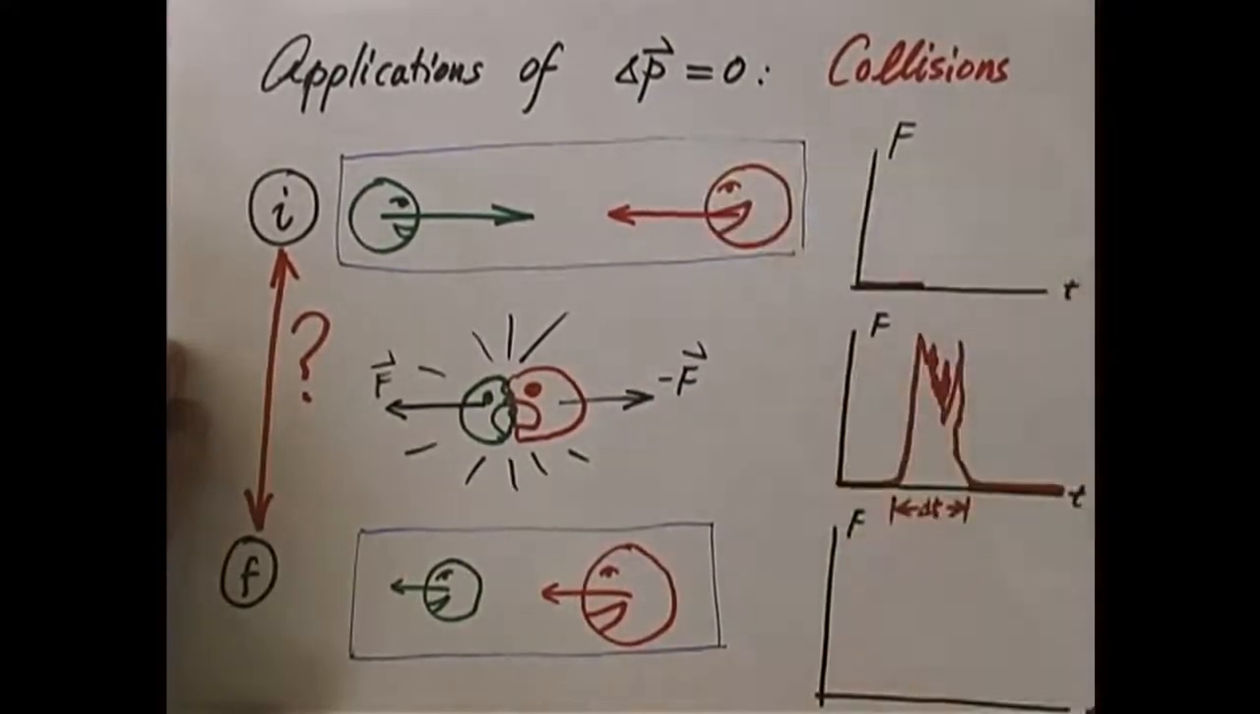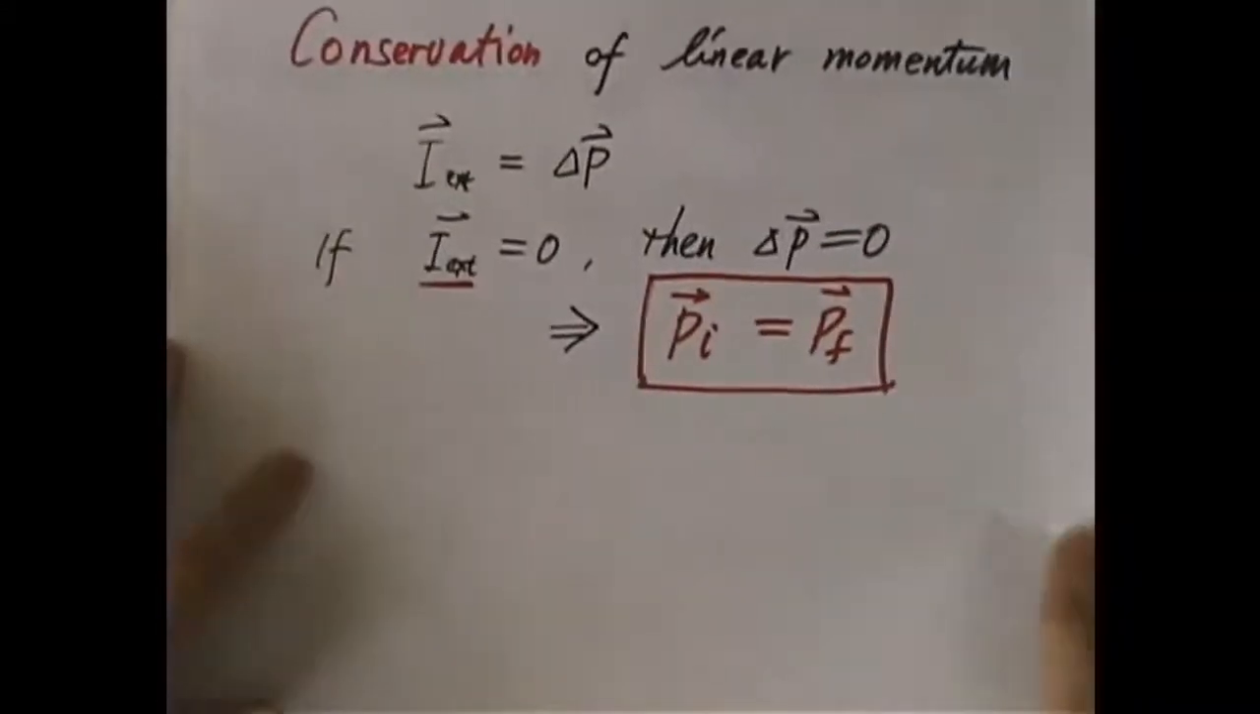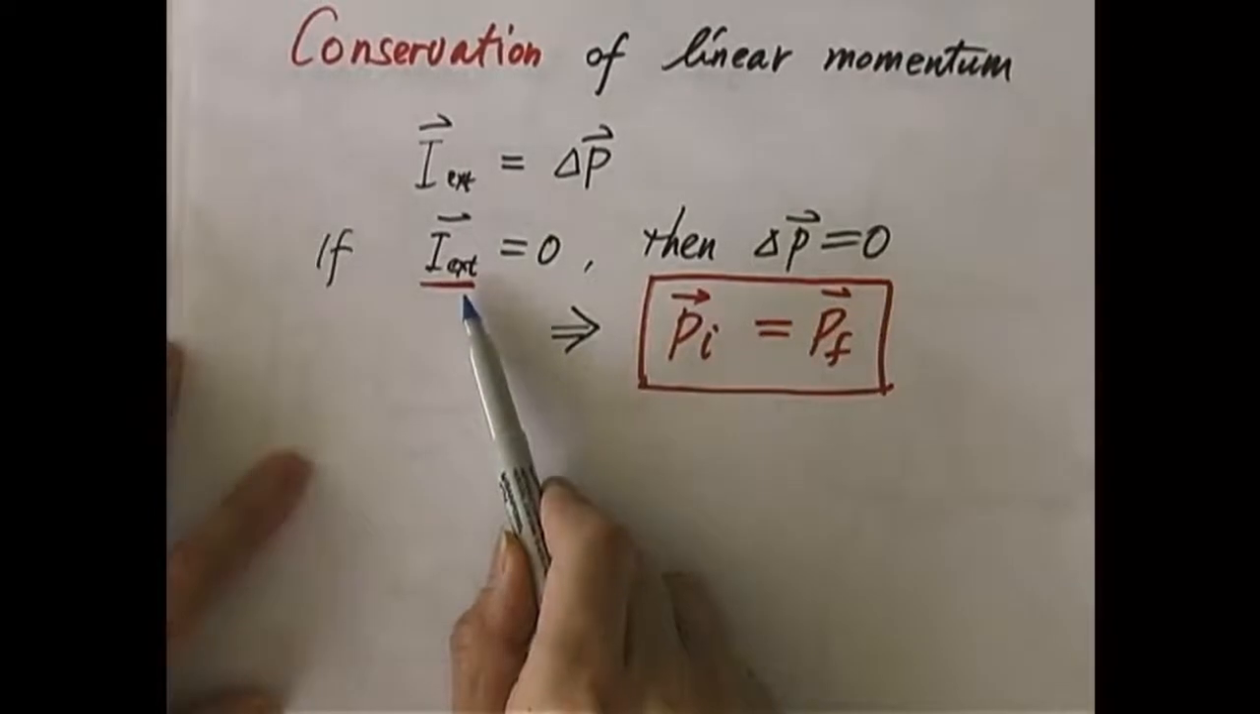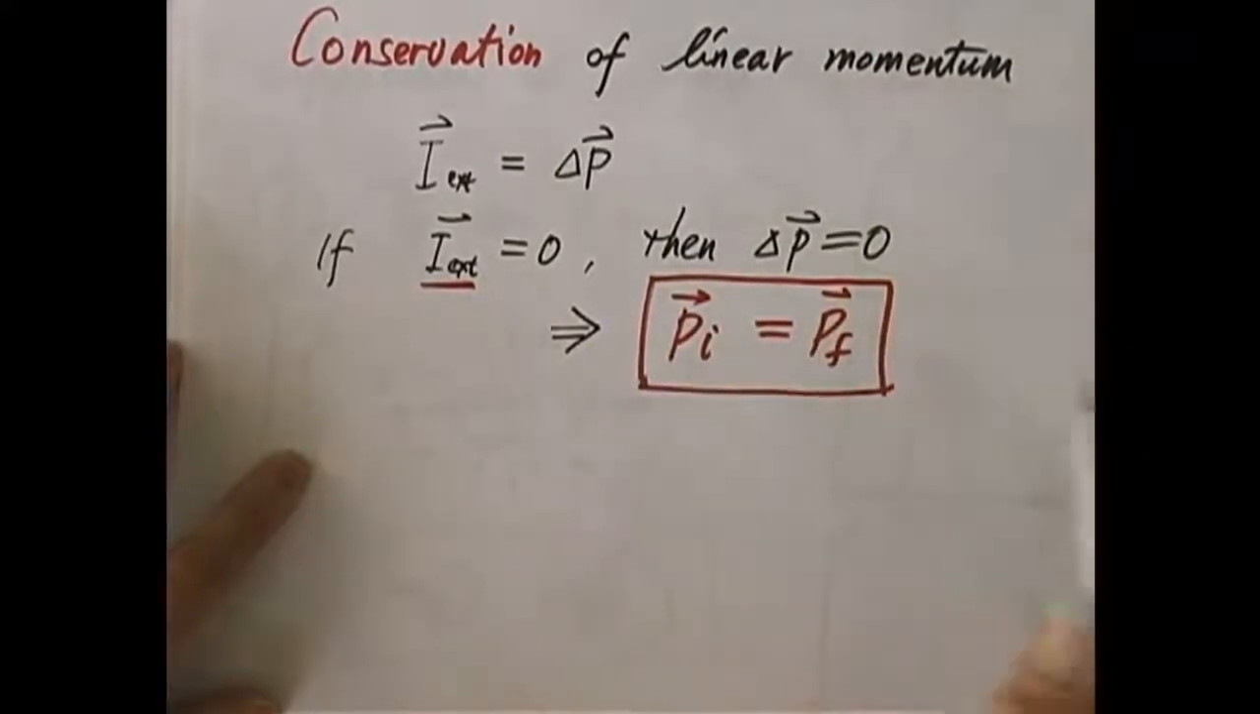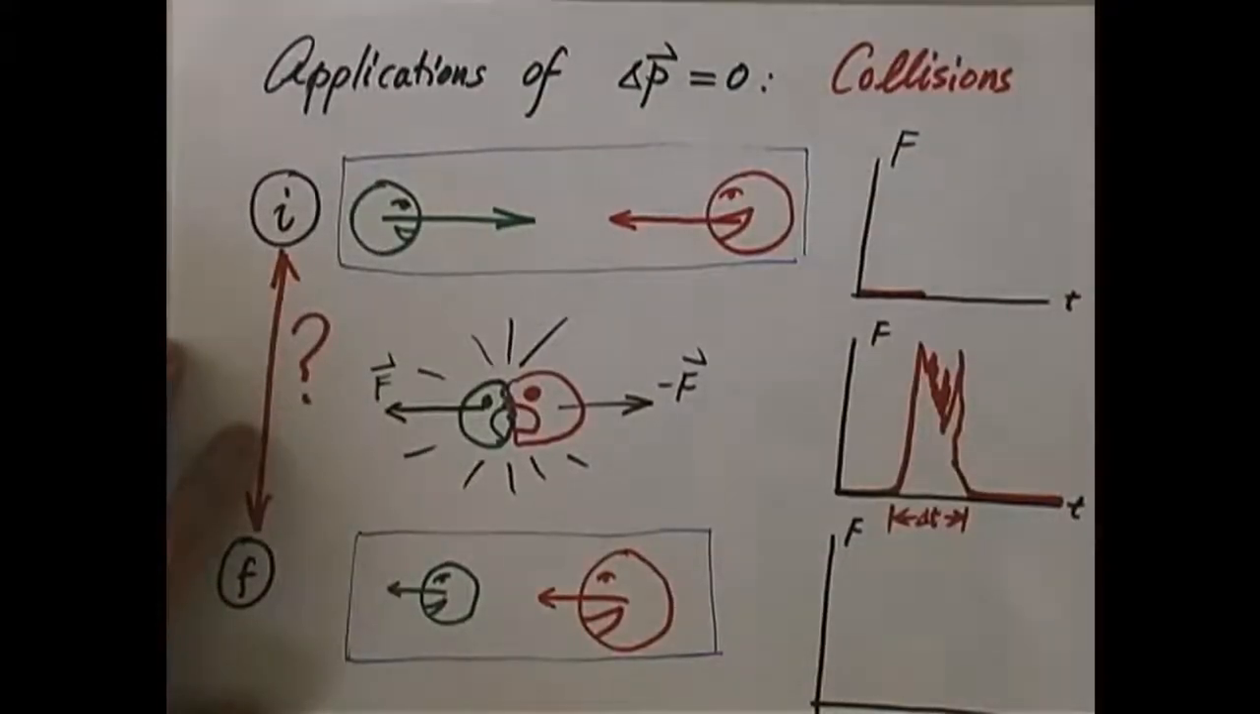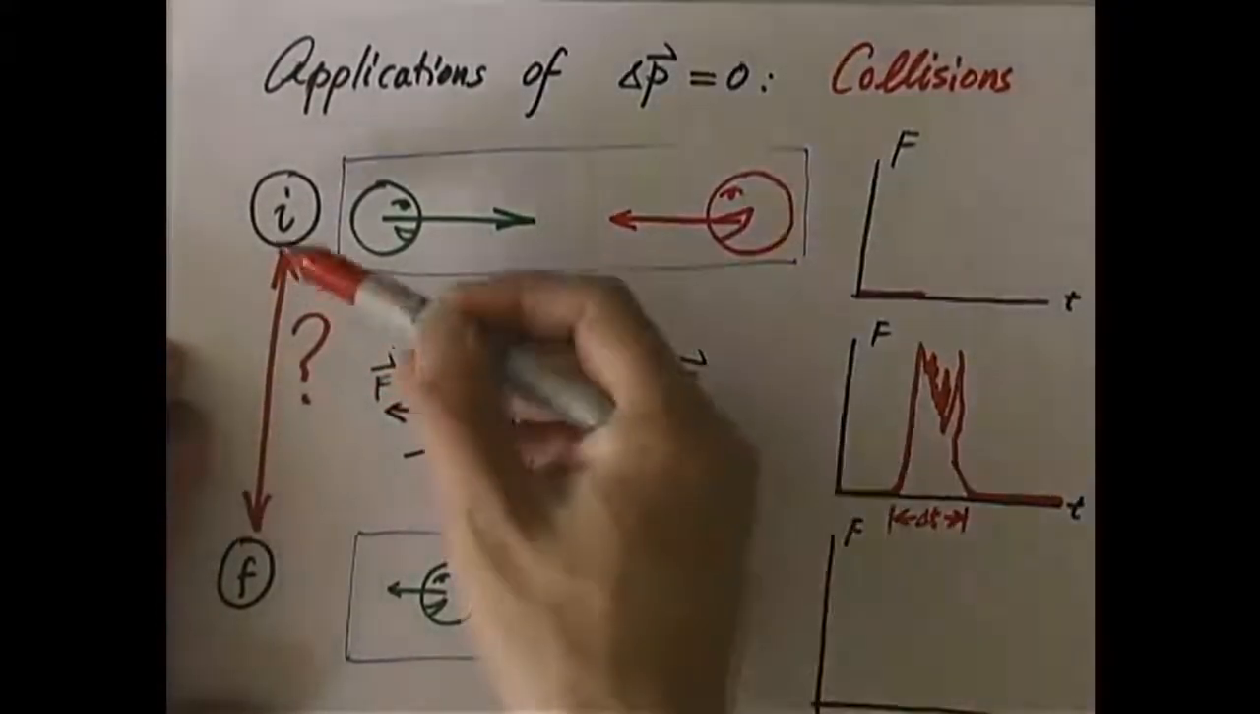Something initial equals something final. And what is that? Of course, the linear momentum. Look at this. The external impulse is 0 because the force F is internal. It does not change the linear momentum. So P initial equals P final. That is how I link the initial state with the final state.